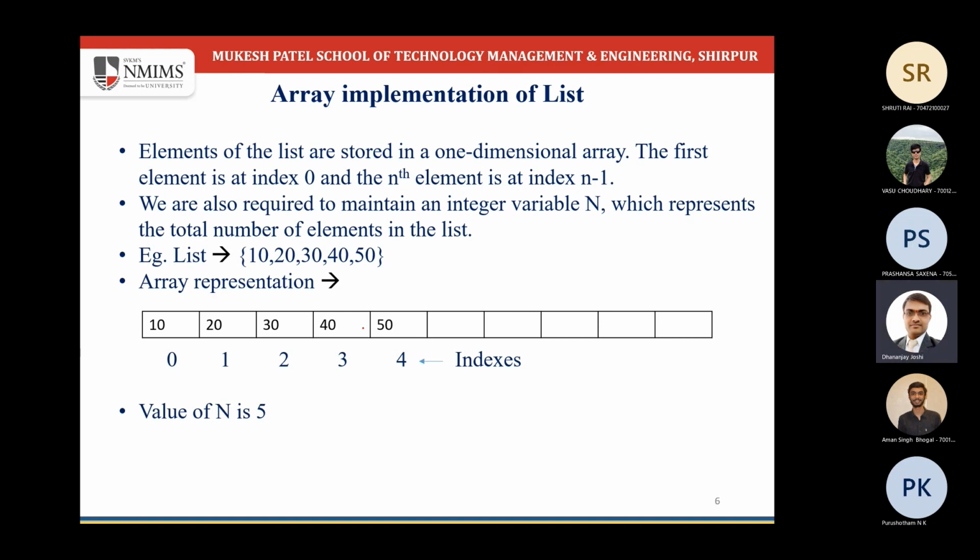And in addition to this storage, we also need to maintain an integer variable n, which represents the total number of elements present in the list. So why do we need to maintain this variable n?